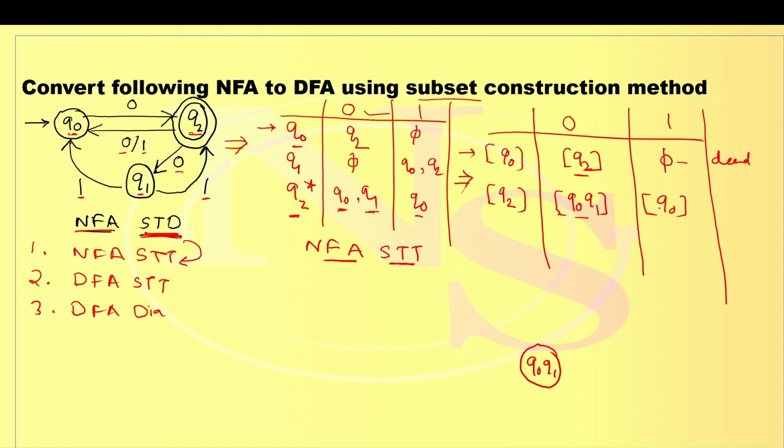Now, which are the new subsets created? Q0, Q1 and also Q0. No, Q0 is already covered here. So Q0 Q1 is a new subset. So I am writing here Q0 Q1. This is a new subset.